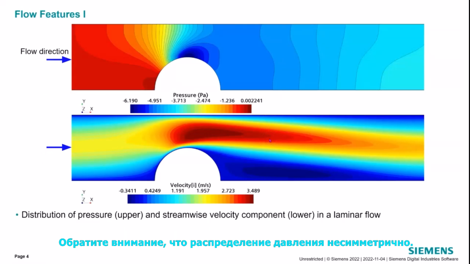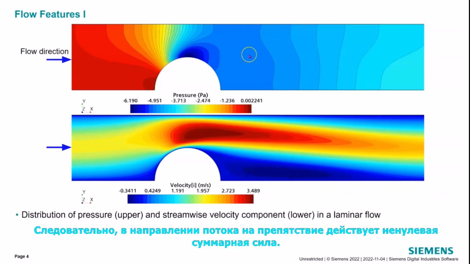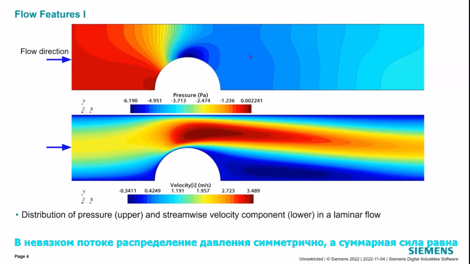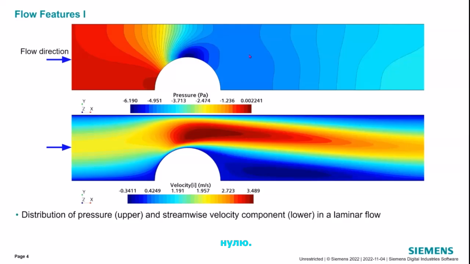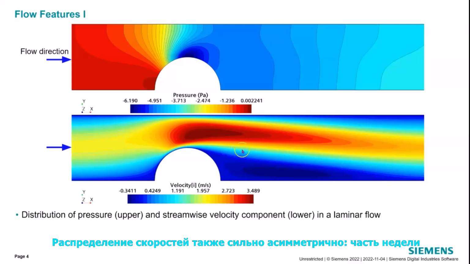Note that the pressure distribution is not symmetric, hence there is a non-zero net force on the obstacle in the flow direction. In an inviscid flow, the pressure distribution is symmetric and the net force is zero. The velocity distribution is also highly asymmetric, with a reverse flow direction in part of the wake. For the same mean velocity, the maximum velocity in a laminar flow is higher than in an inviscid flow.